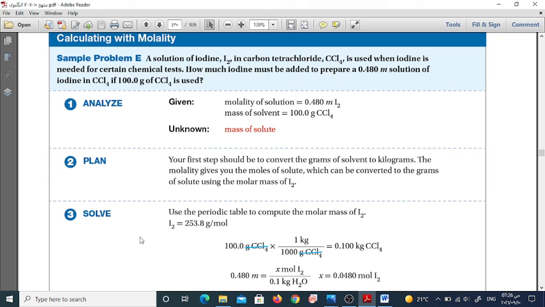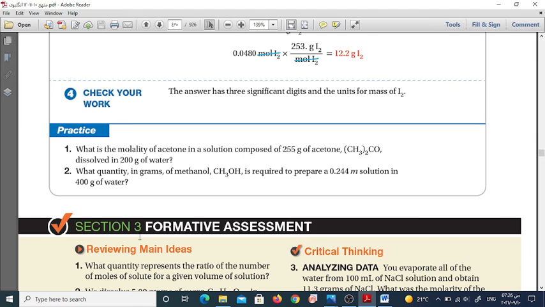Here you have another example. Try to solve it without looking at your textbook. Then compare your answer with the answer found here.